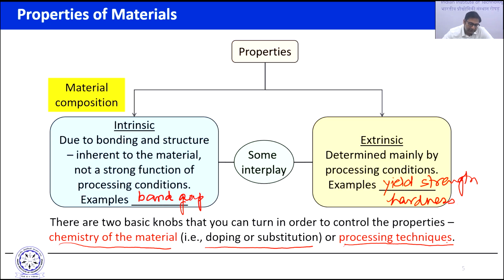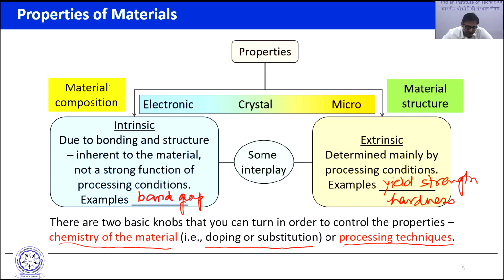Now, as it turns out, this first one we simply say is a function of material composition. The second one is a function of structure. And as it turns out, when we talk about structure, this is actually a fairly complex thing in itself, because structure of the material exists at different levels. At a very small scale, we can think in terms of the electronic structures.